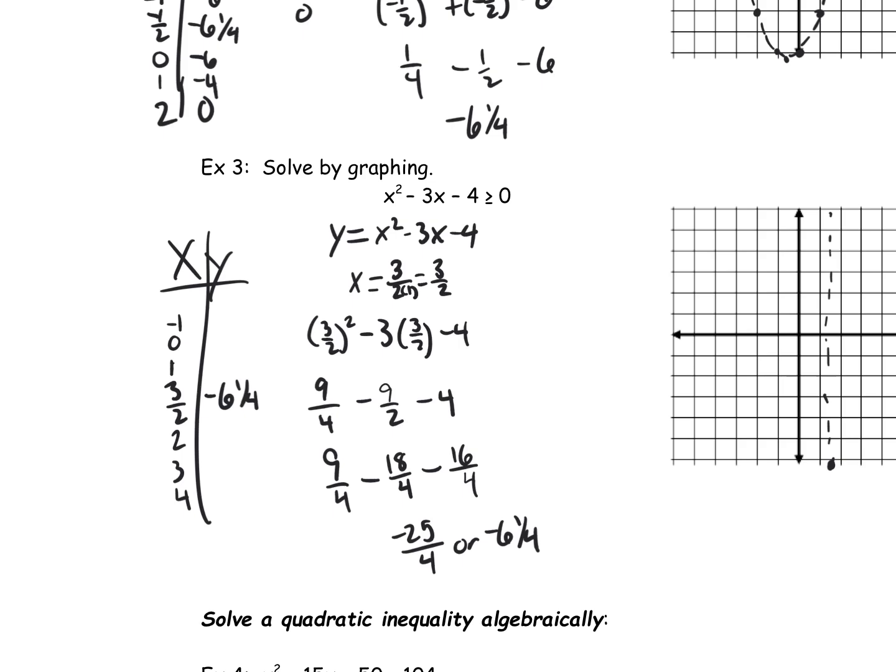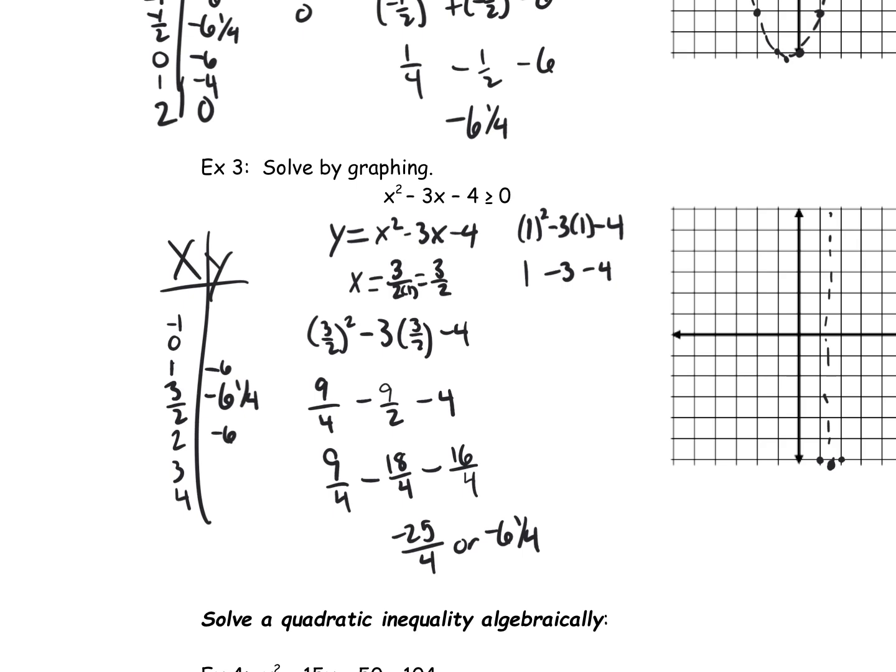Okay, so we'll run 1 through the function. 1 squared minus 3 times 1 minus 4. That's 1 minus 3 minus 4. 1 minus 3 is -2. -2 minus 4 is -6. So not too much different there, just a little bit above.